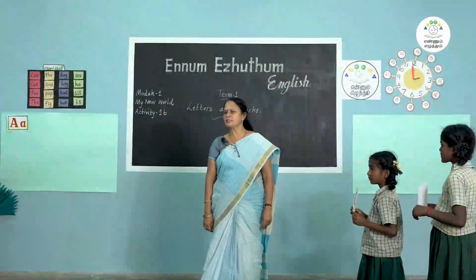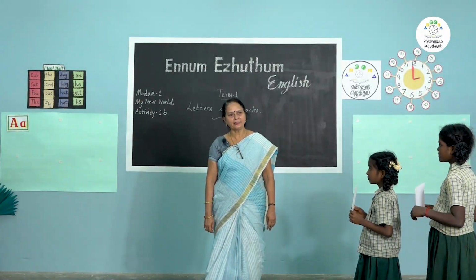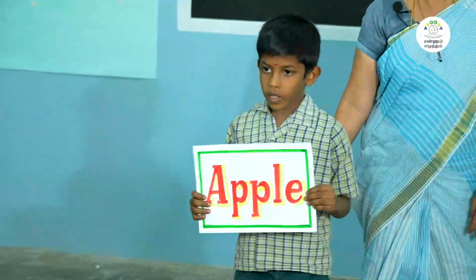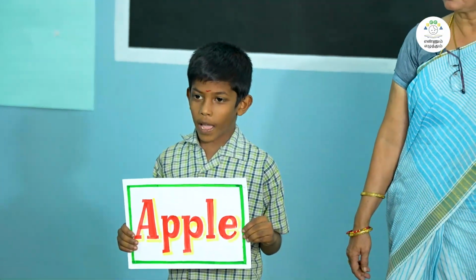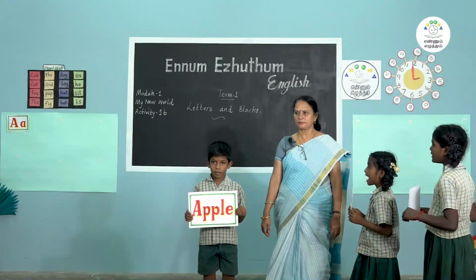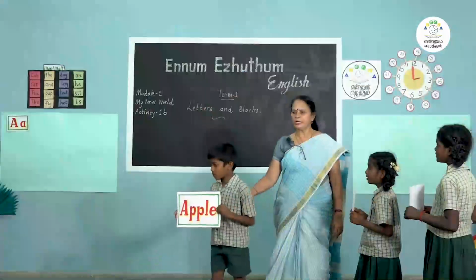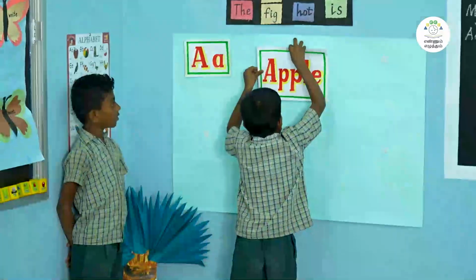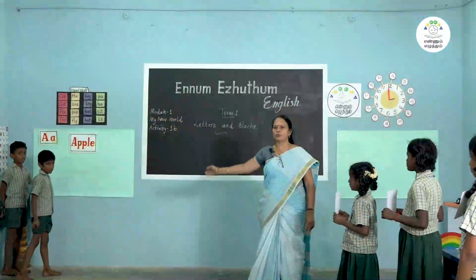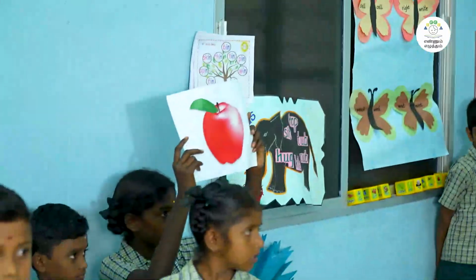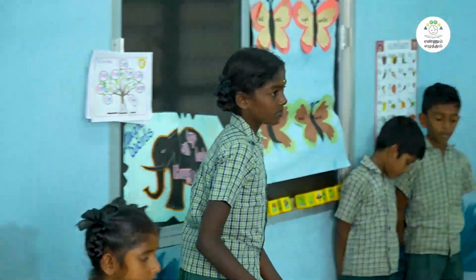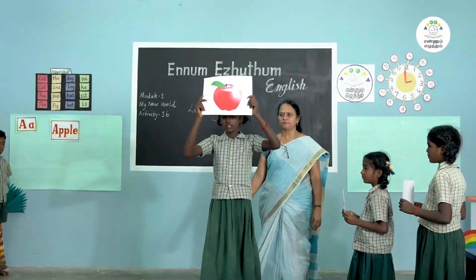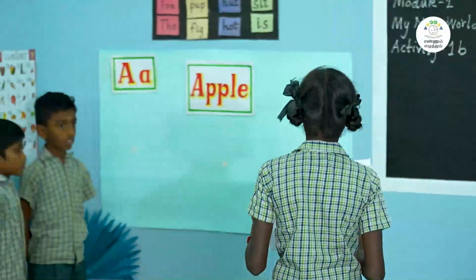Yes. Who has the word related to letter A? Spell the word. A-P-P-L-E. Very good. Go and fix it. Now who has the image related to the word apple? Show it to the class. Apple. Apple. Very good. Go and fix it.